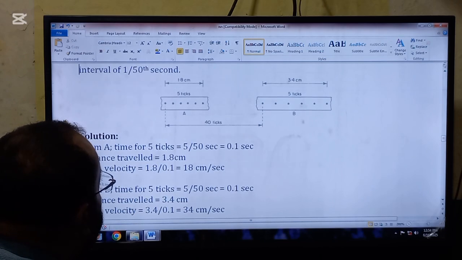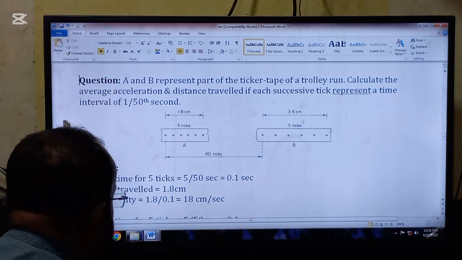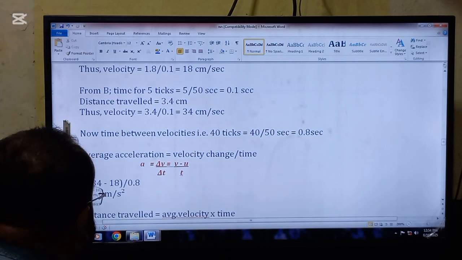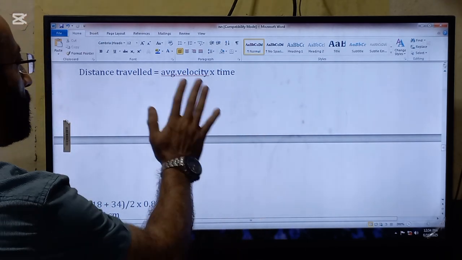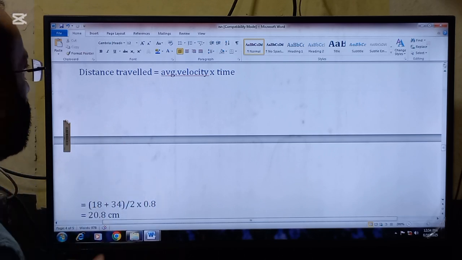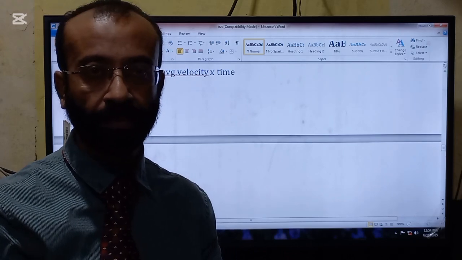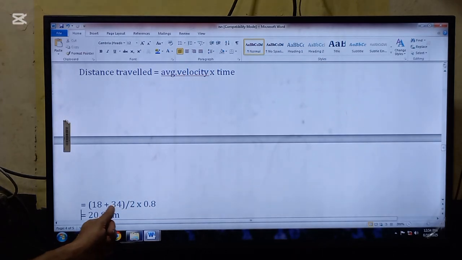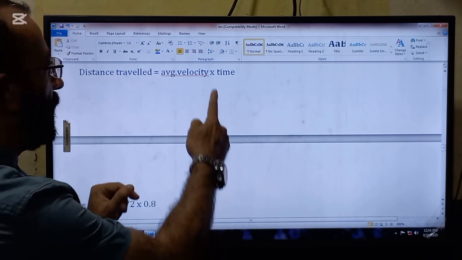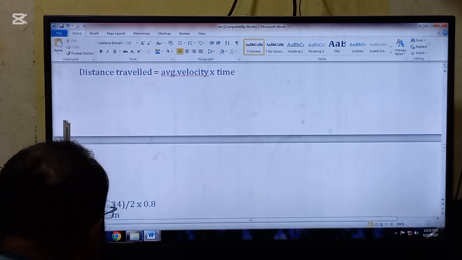The second requirement is to find the distance traveled. So look now. Distance traveled is average velocity multiplied by time. This is the formula used for distance traveled. Average velocity is (V plus U) over 2, initial velocity plus final velocity divided by 2. Final velocity was 34, initial velocity was 18. So (18 plus 34) over 2 multiplied by the time taken from A to B, which is 0.8. Putting it into the formula, here is the distance traveled.